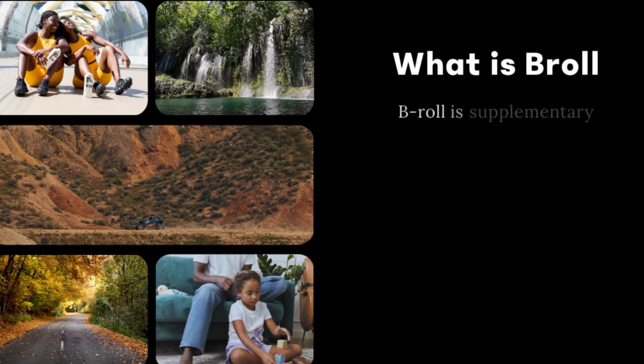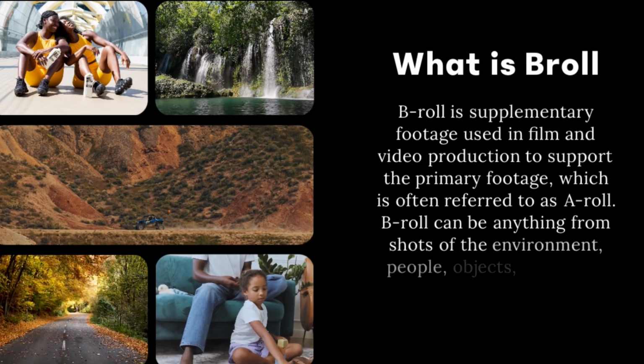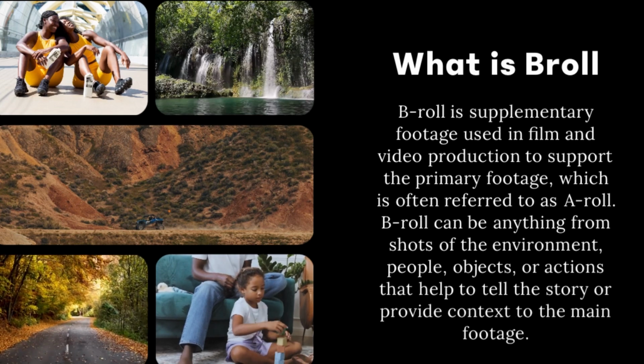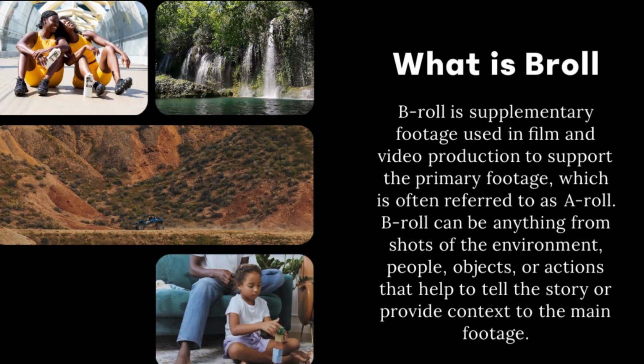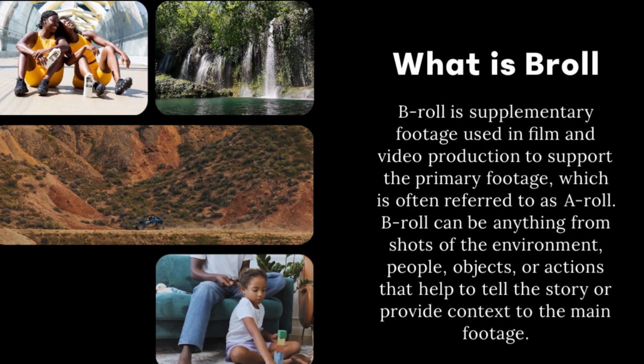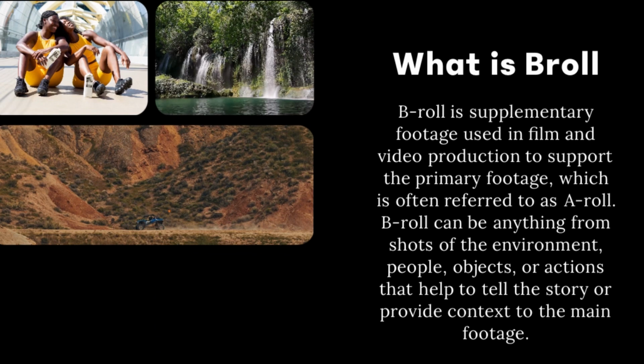B-roll is the supplementary footage used in film and video production to support the primary footage, which is often referred to as A-roll. B-roll can be anything from shots of the environment, people, objects, or actions that can help to tell the story or provide context to the main footage. Let's talk a little bit about why it is important in your videos.